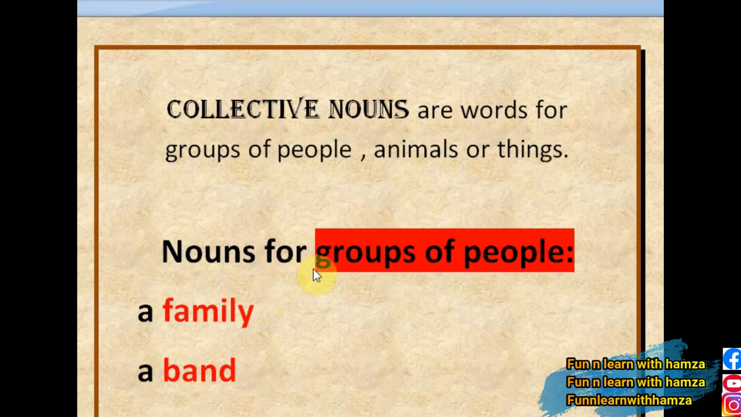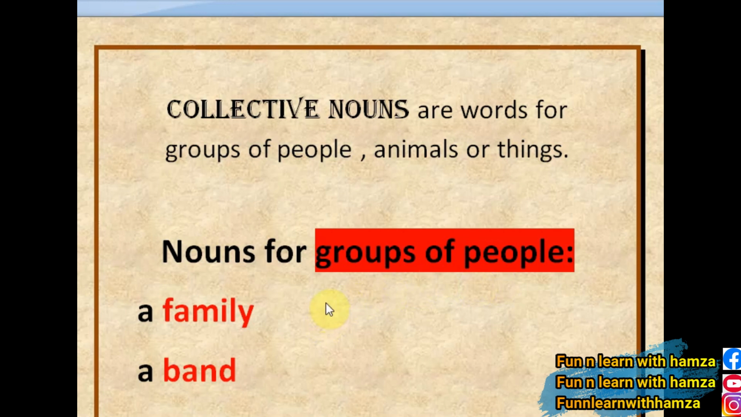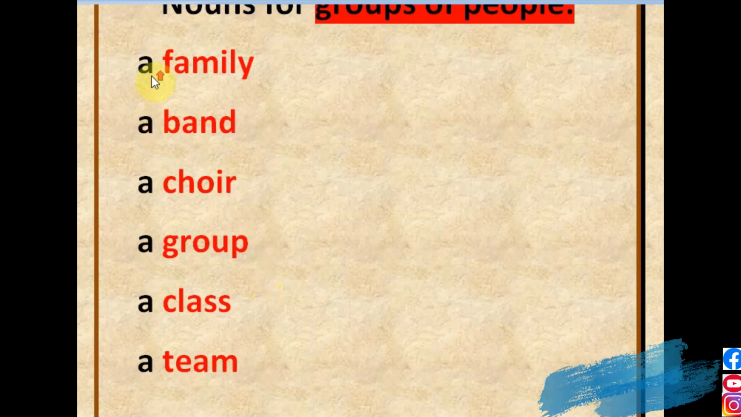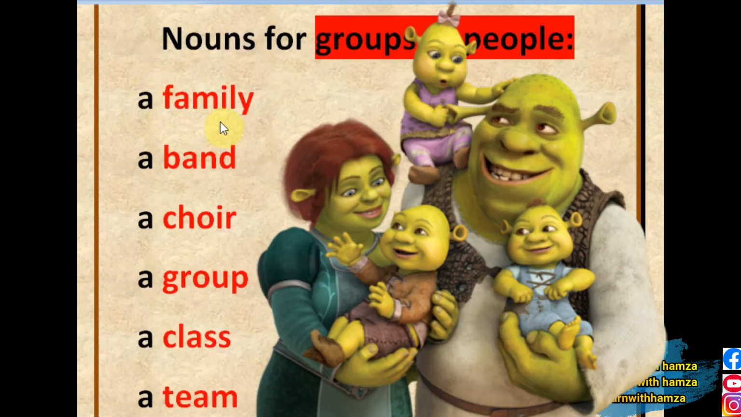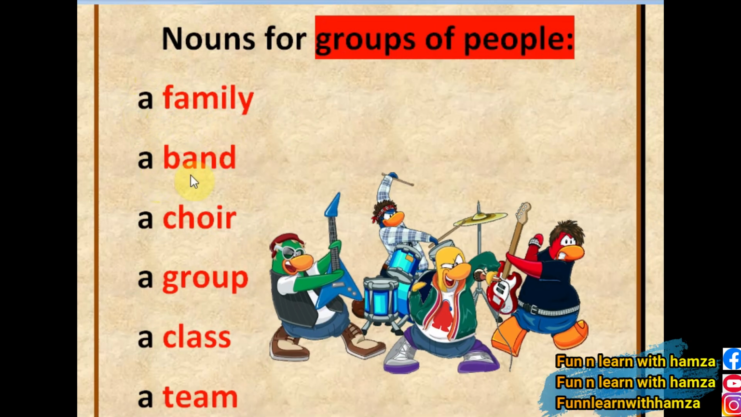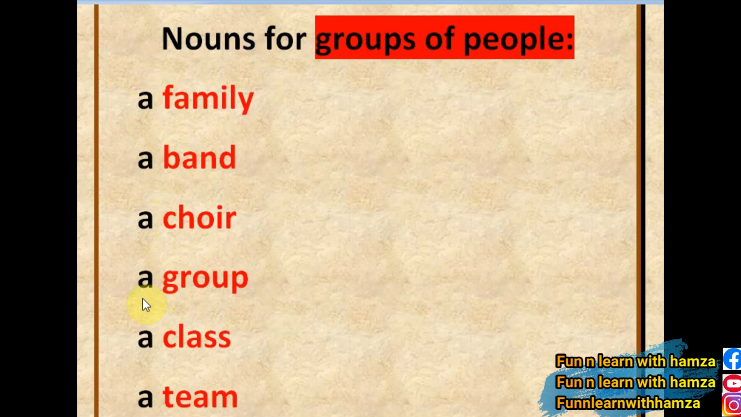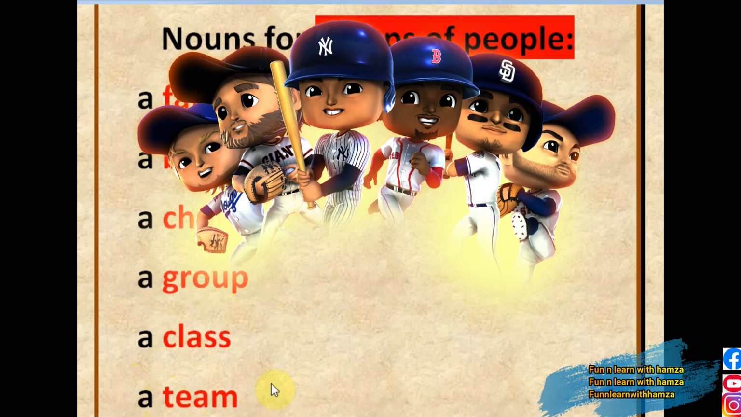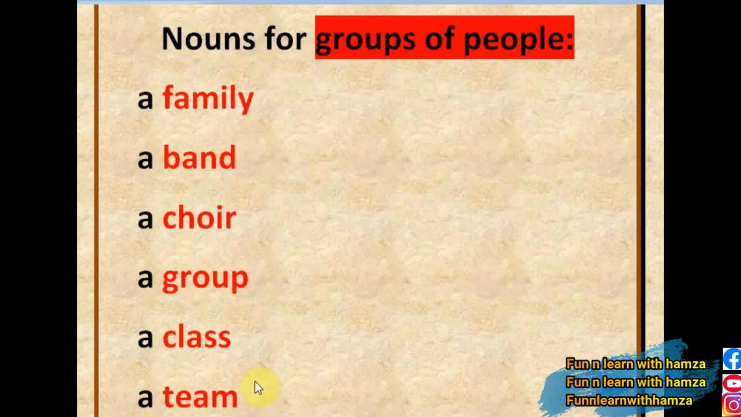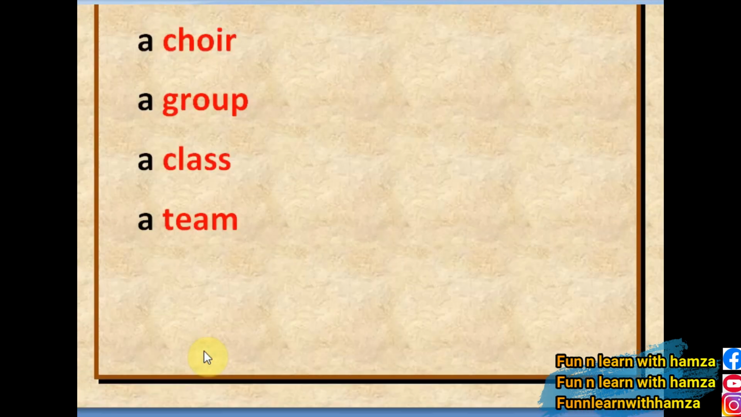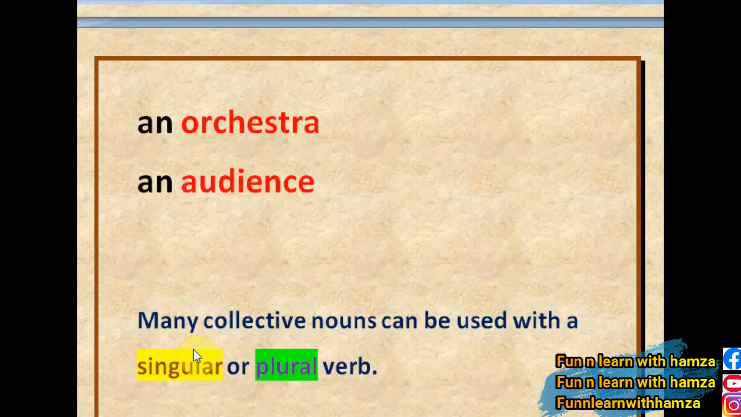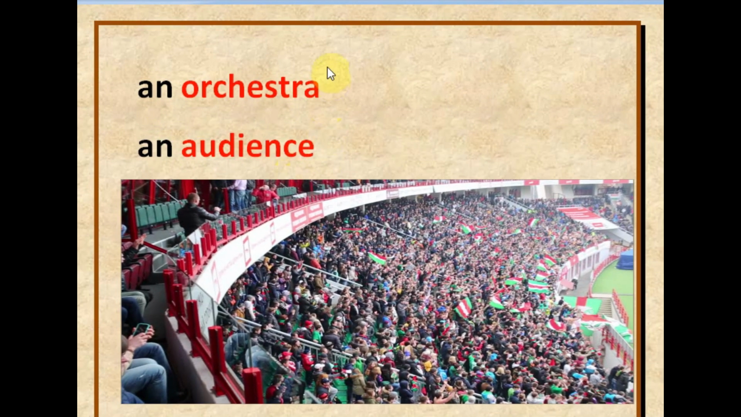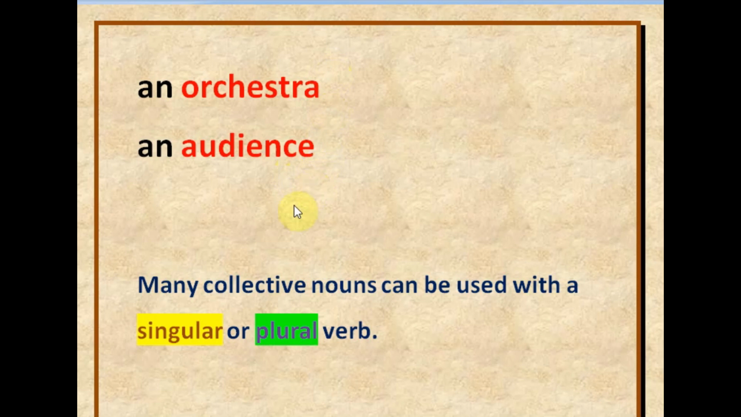Let's start with nouns for groups of people. A family, which is a group of people. A band, a choir, a group, a class, a team. These are all groups of people and collective nouns. An orchestra, an audience. So all these are used for collective nouns.